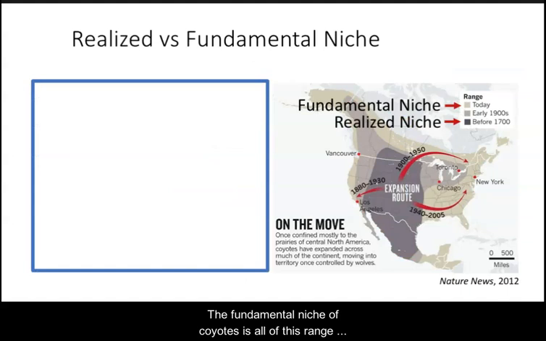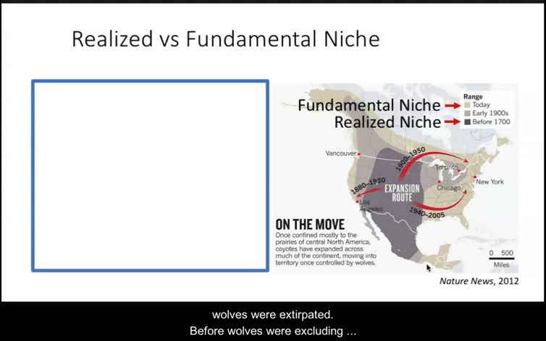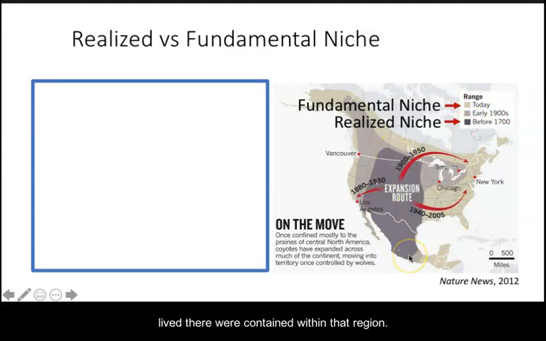So the fundamental niche of coyotes is all of this range, because that's the places that they can potentially inhabit and have inhabited when wolves were extirpated, before wolves were excluding coyotes from those regions. So the realized niche of them before the extirpation of wolves would have been this centralized region here, because that's where they lived, they were contained within that region.